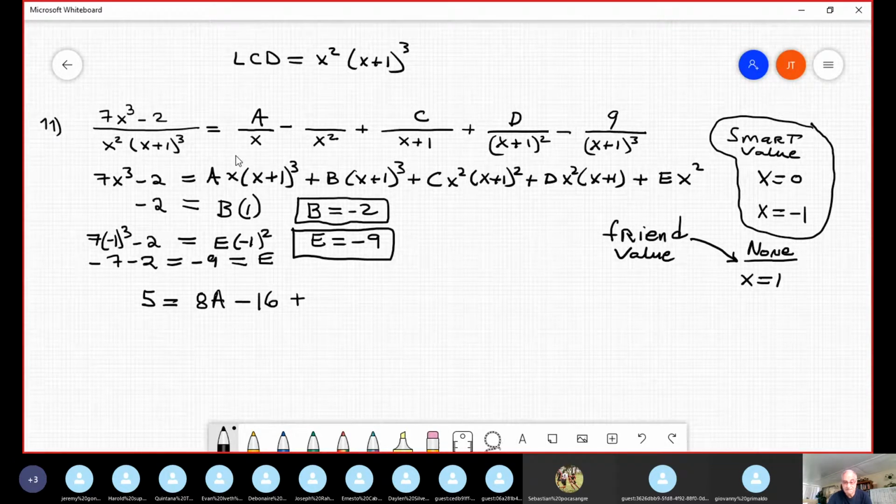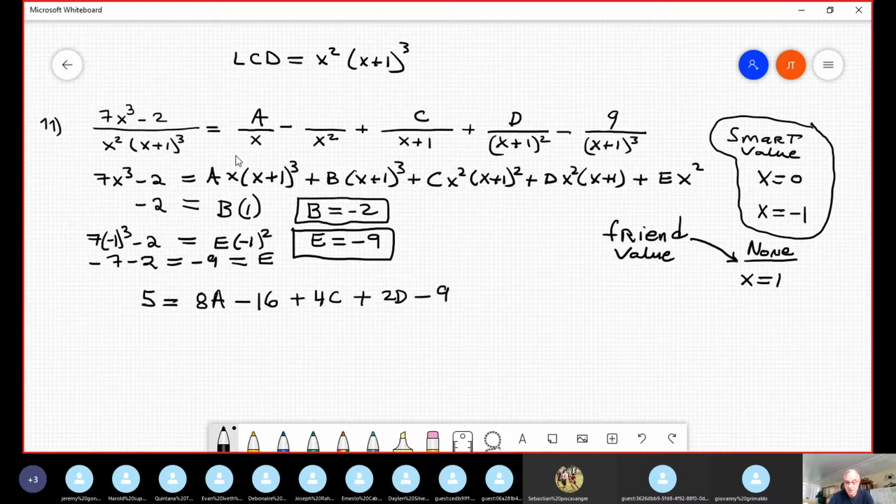Everyone follow me? Plus 1 is 2, squared is 4, so 4c. Plus 1 here again is 2d, no? 2d. Minus 1 squared is 1, but e I know that is negative 9.